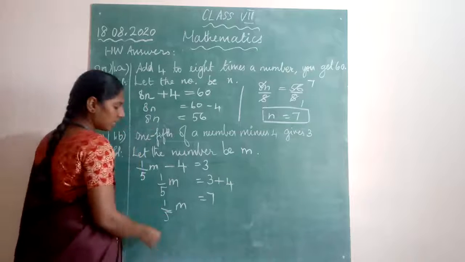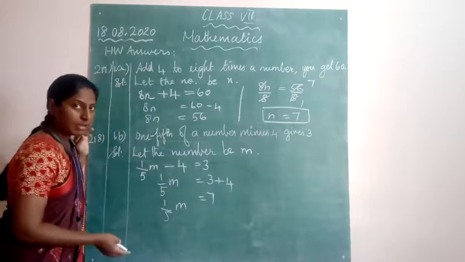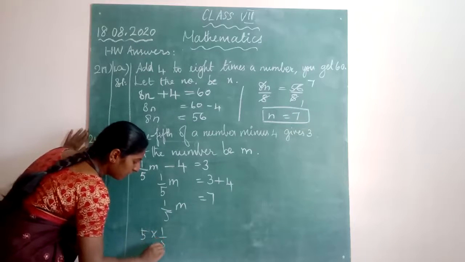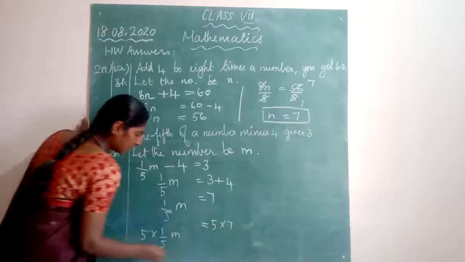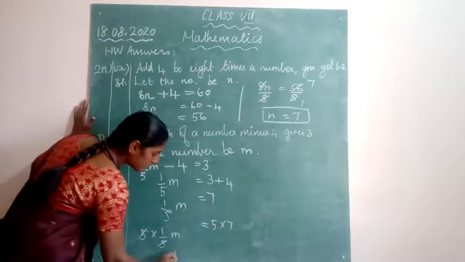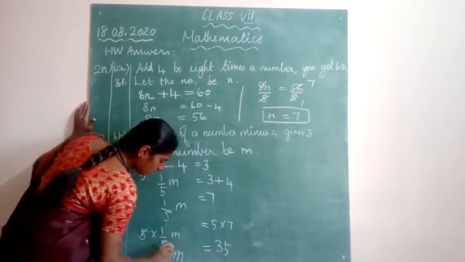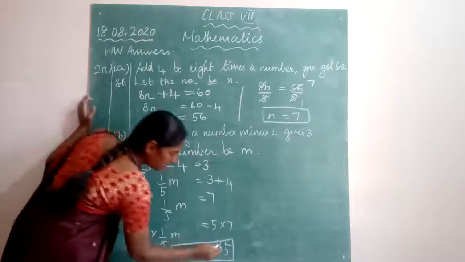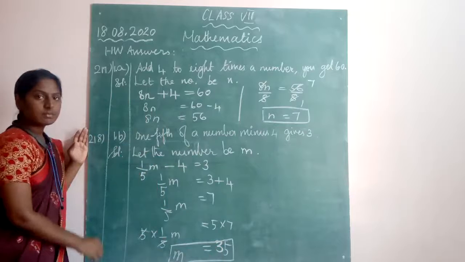Okay. Now here it is divided by 5. So we have to multiply by 5 on both sides. So you will have 5 into 1 by 5 m equal to 5 into 7. That is, 5 and 5 will get cancelled. Simply m is equal to 35. Is it clear? So we reached the final answer that m is equal to 35. Is it clear? Next question.